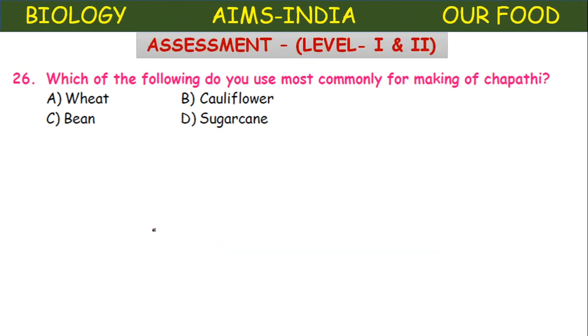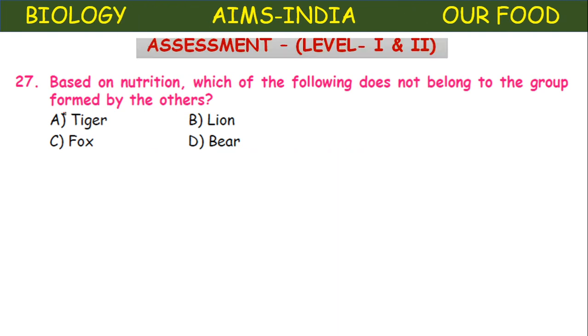Which of the following do you use most commonly for making of chapathi? Wheat, cauliflower, bean, sugar cane. We use the wheat flour for preparing the chapathi most commonly.